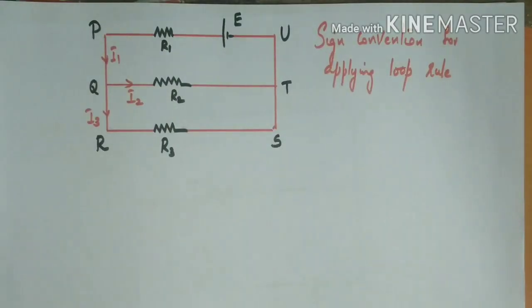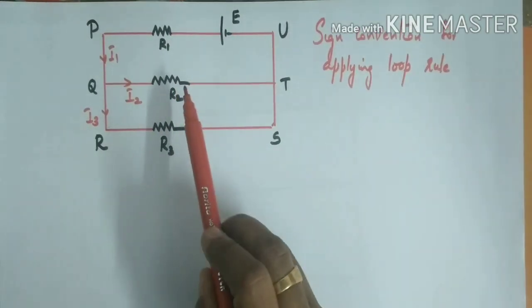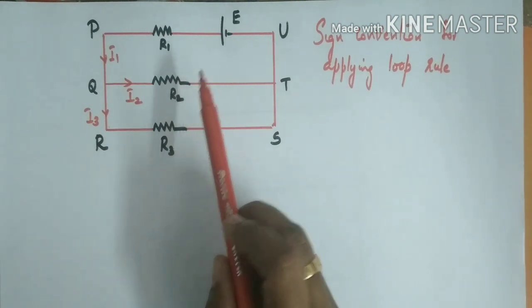Now we can study some sign conventions for applying the loop rule. The loop rule is otherwise called the mesh rule or Kirchhoff's voltage rule, KVL. There are some sign conventions for applying the loop rule. So we consider a loop like this. This is the loop under consideration.